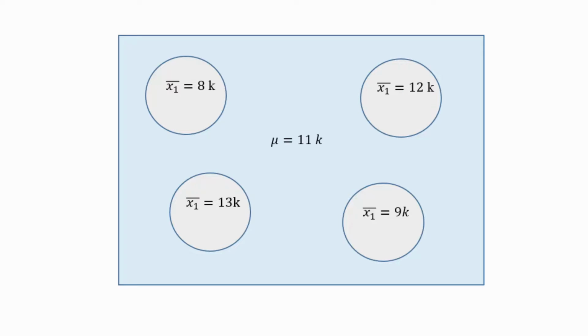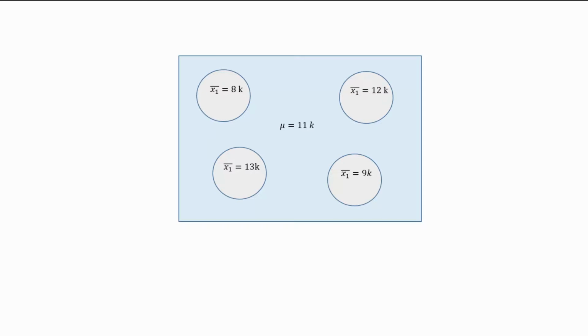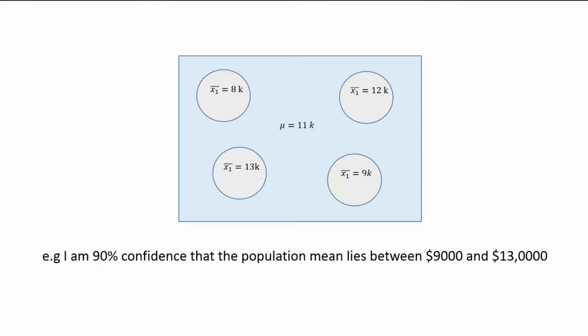So we can see here different samples will give us different estimates of the population average. Usually we would take one sample and infer something about the population. But we can see that different samples do give different population estimates. And so to take this variability into account, it might be more appropriate to construct what's known as confidence intervals. For example, I can make the following statement: I am 90% confident that the population mean lies between, let's say, $9,000 and $13,000.